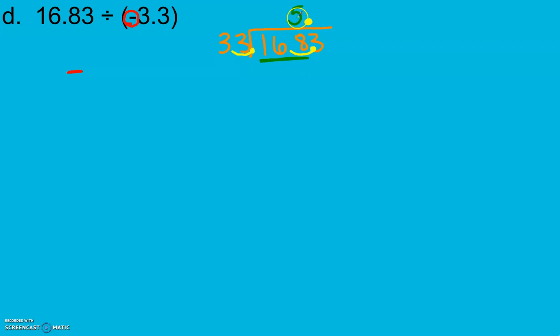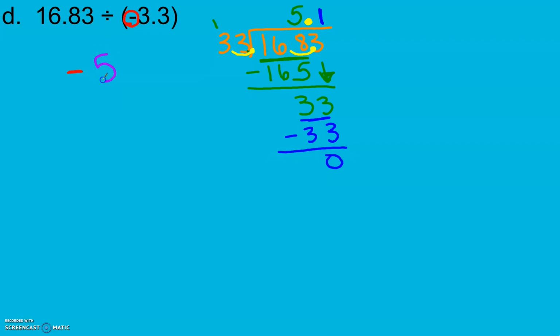When I multiply back, 5 times 3 is 15. 5 times 3 is 15, plus 1 gives me 16. I subtract, I get a 3, and I drop down the 3. Now, 33 goes into 33 one time. I multiply it back, 3, subtract, remainder 0. So I get negative 5.1.